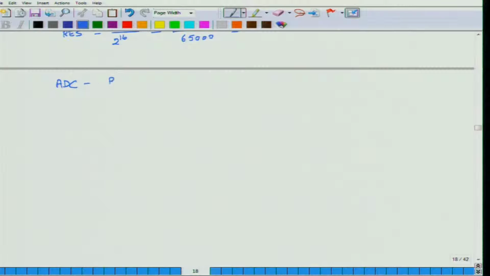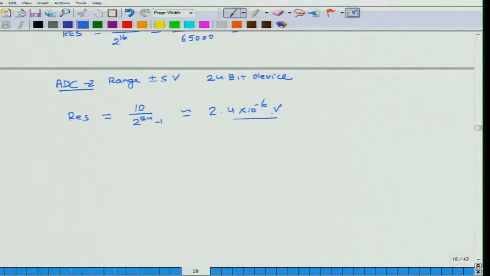And let's say this one, ADC 2, has a range of plus minus 5 volts, but it's, let's say, a 24-bit device. Okay. So then what is its resolution? Resolution is 10 volts divided by 2 to the power of 24 minus 1, which is approximately equal to, if you do the computation, 2.4 into 10 to the power of minus 6 volts.